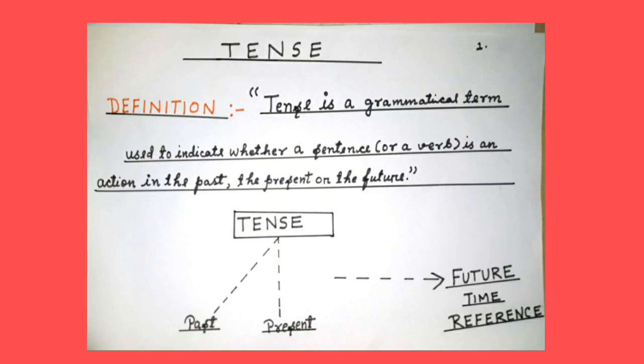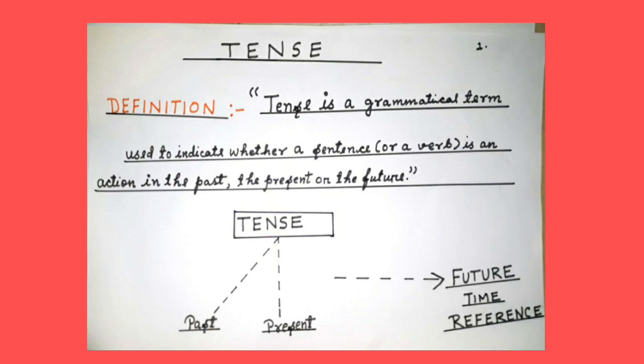Tense is a grammatical term which is used to indicate whether a sentence or a verb is an action in the past, the present, or the future. In short, tense tells us whether an action is taking place in the present, it took place in the past, or it is likely to take place in the future.